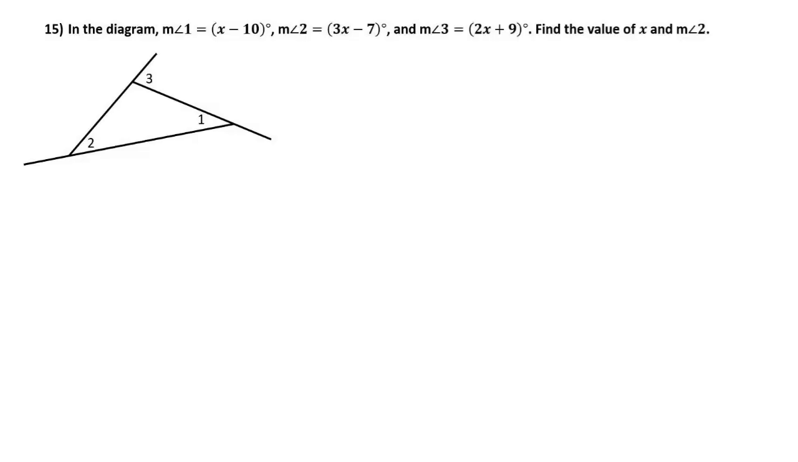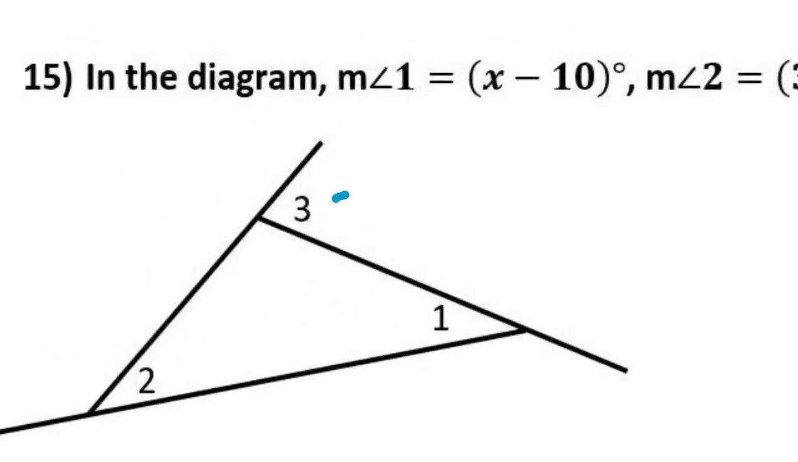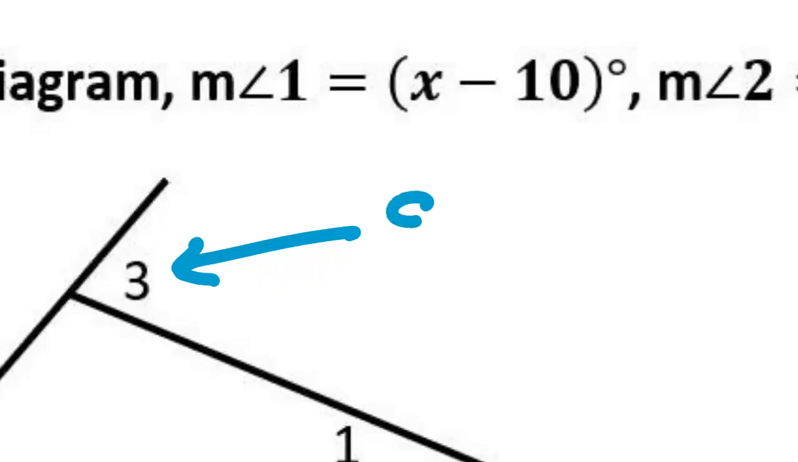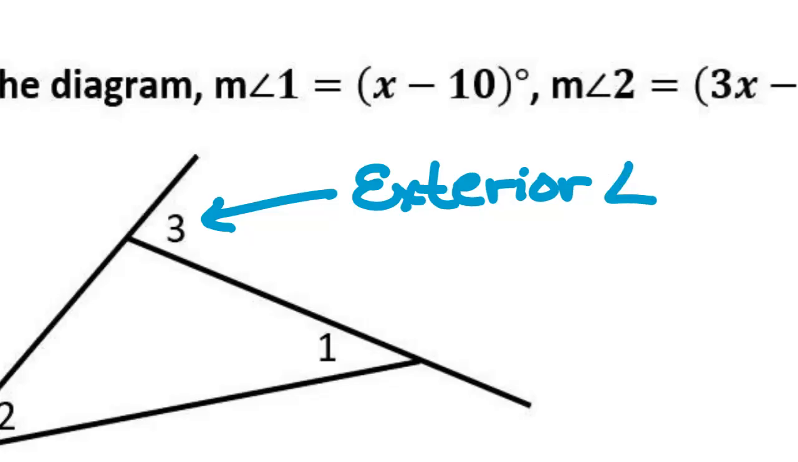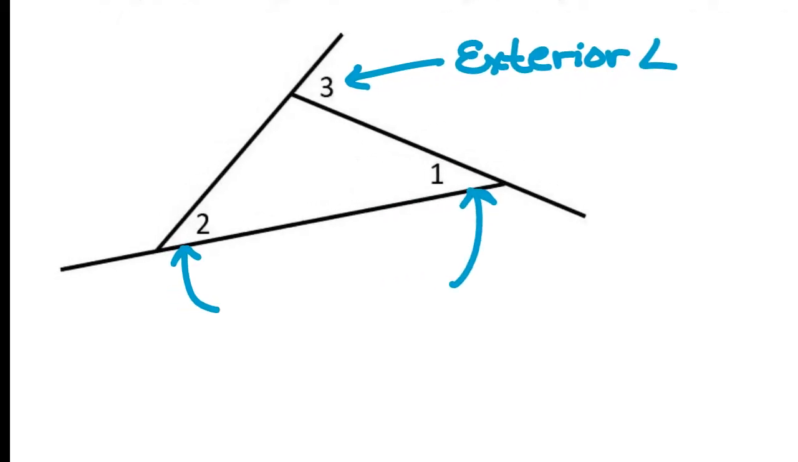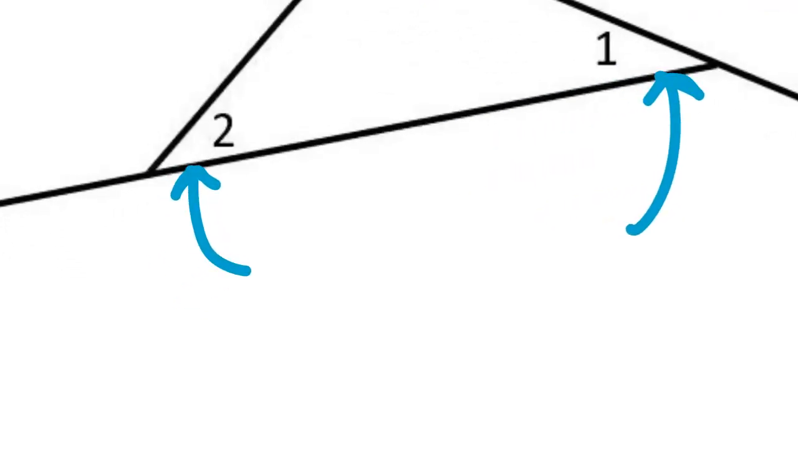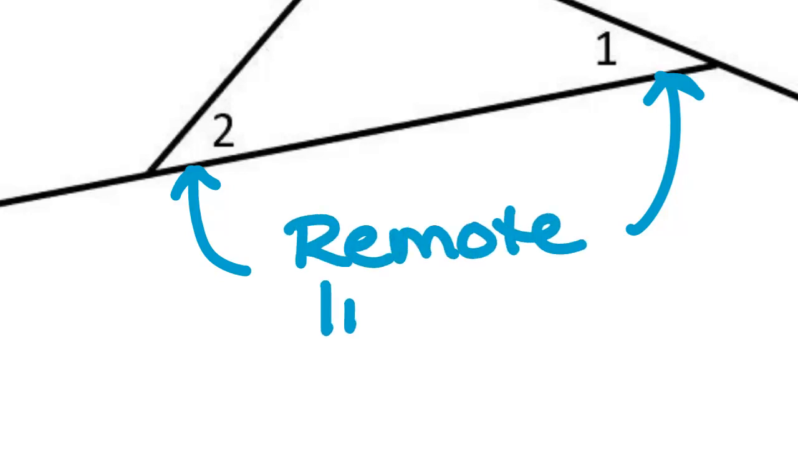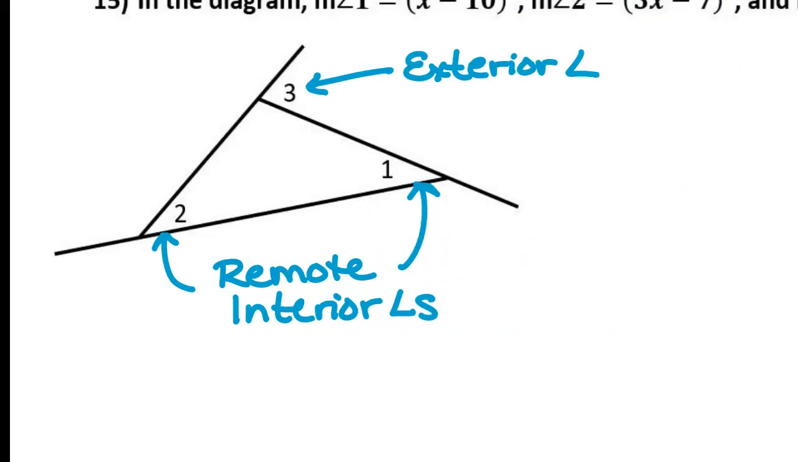All right, so the first thing that I notice in the image is that this angle right here is an exterior angle. It is outside the triangle. These other 2 angles, angle 2 and angle 1, are those also exterior angles? No, those are what type of angles? These are remote interior angles. They are remote because they are not touching angle 3, that exterior angle from the figure.